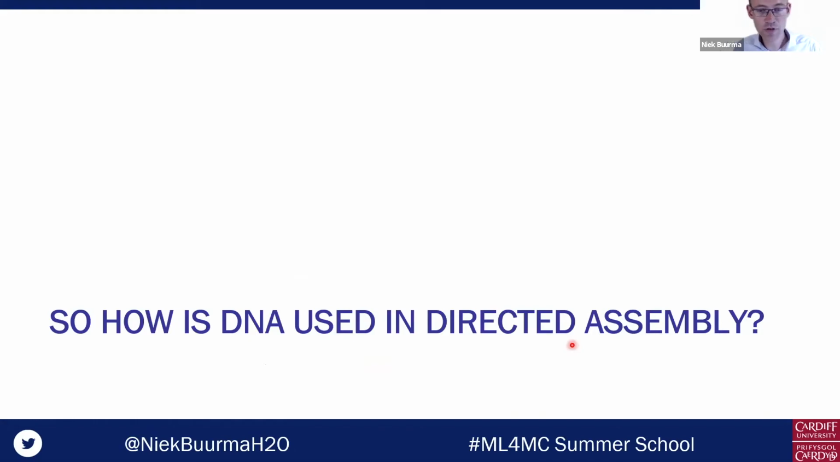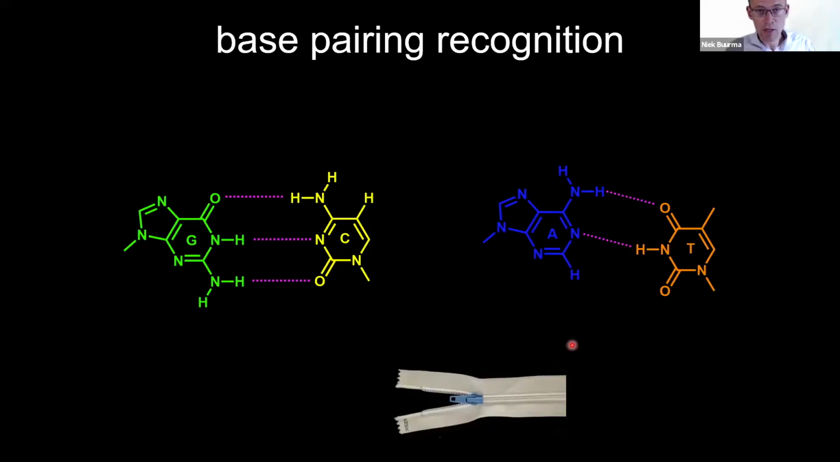Okay, so how can you use DNA in directed assembly? The way that DNA is used in directed assembly is through base pairing recognition. Most people will know that G pairs with C and A pairs with T. That means that if you have lots and lots of bases, and then you have the complementary strand, you can essentially bring two strands together like a very long zipper.